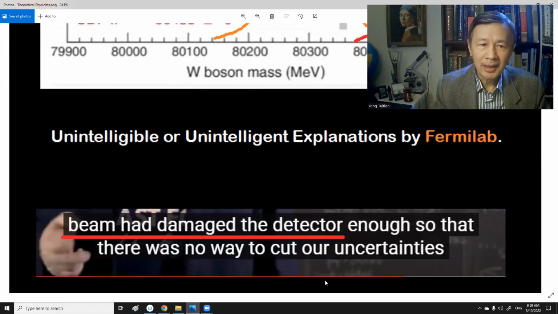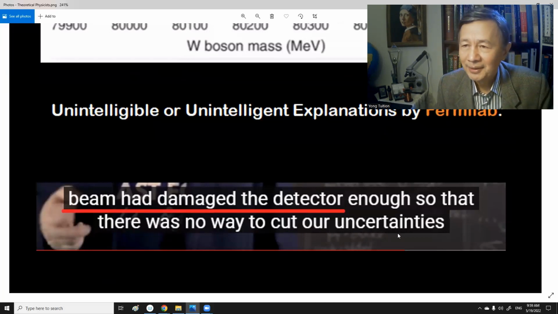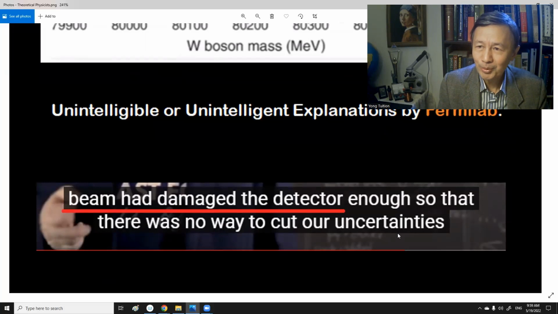Here are some, what I call, unintelligible or even unintelligent explanations by Fermilab. So first, let's say the beam had damaged the detector enough so that there was no way to cut our uncertainty. So that is nonsense, because a detector in an instrument is used to measure signal. Okay, if the signal is too strong, then you have to find another way to reduce the signal before it reaches the detector.